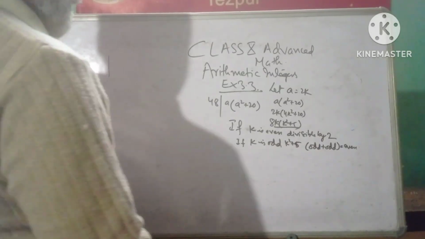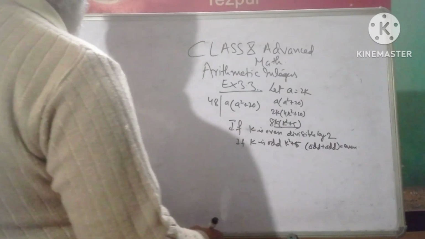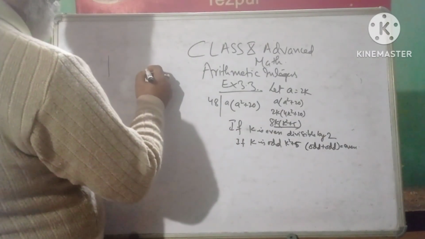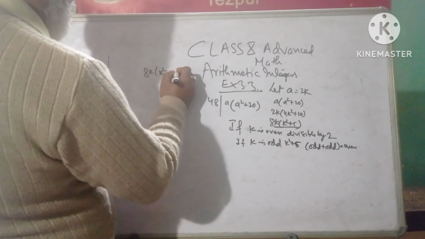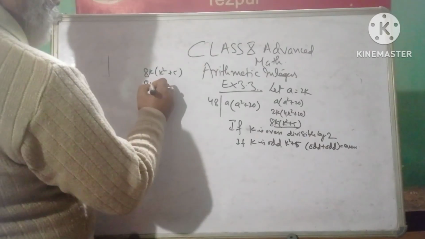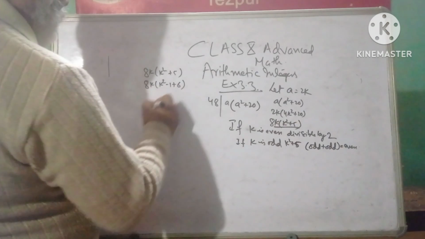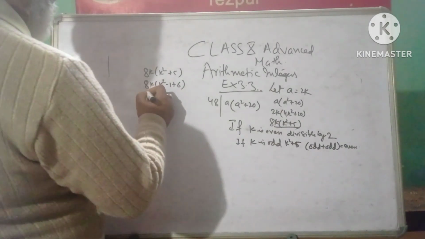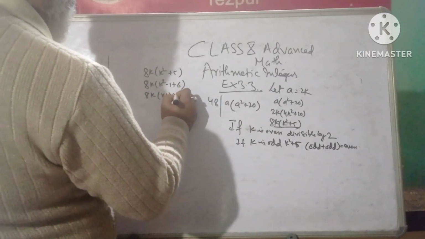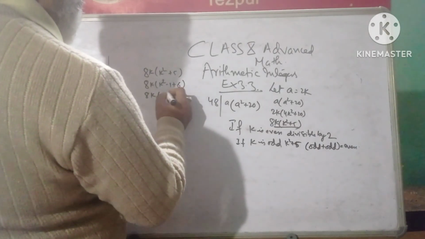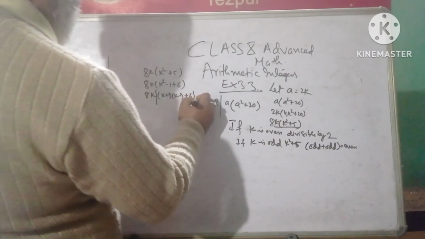Now let us go for 3. Here you can write this 8k into k square plus 5. You can write this like this: 8k into k square minus 1 plus 6. So this is 8k into k plus 1 into k minus 1 plus 6.